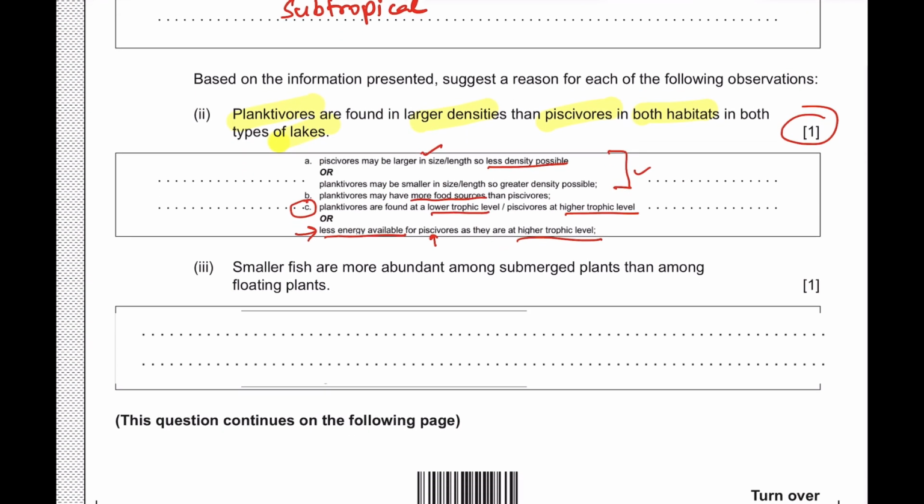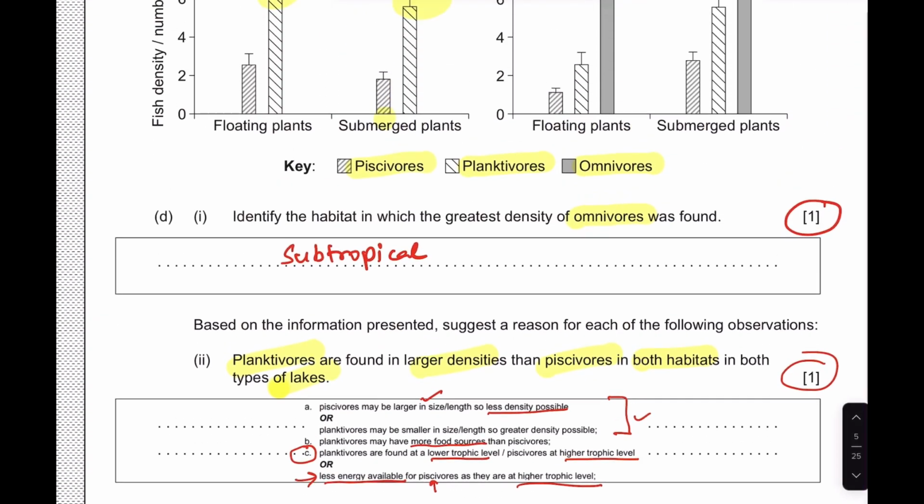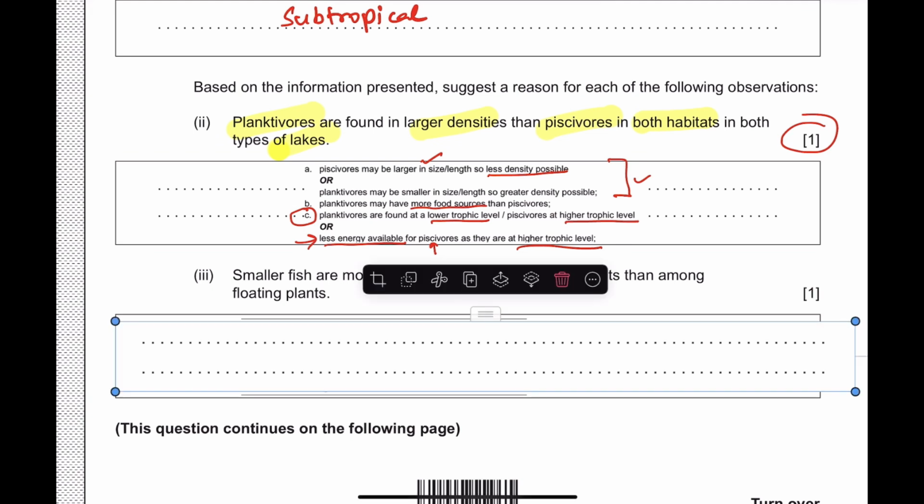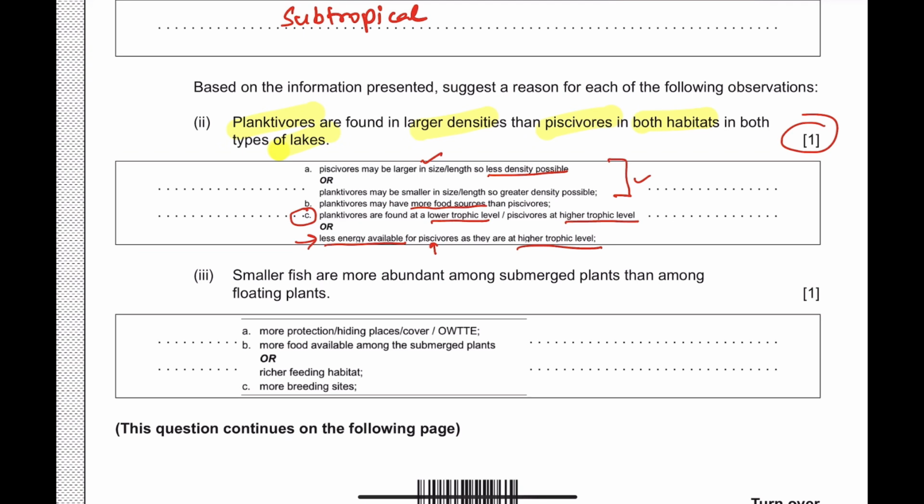The smaller fish are more abundant among submerged plants than among floating plants. So what could be the reason? Again, other valid points are also accepted in this case. So you can see more places to cover for them because they are submerged, more food available, abundant means resources are more, more breeding sites, they could reproduce more. So very general answers are accepted here for 1 mark.